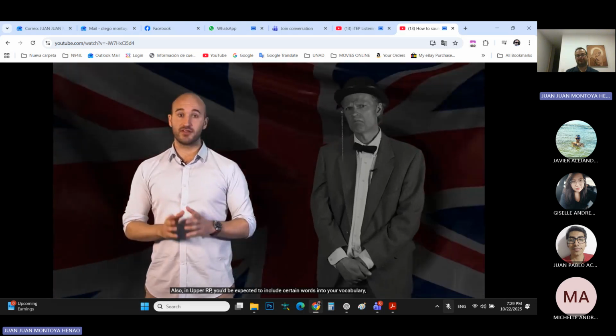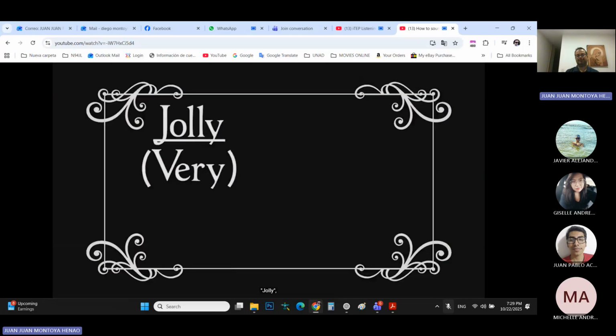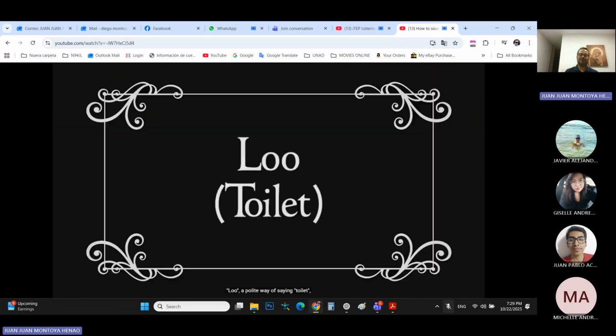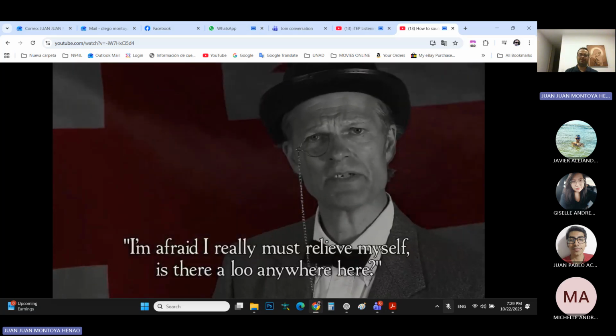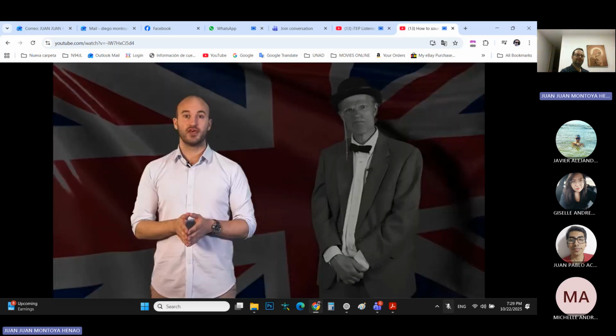Also in upper RP, you'd be expected to include certain words into your vocabulary. For example, these. Jolly, which essentially means very. Chap, which means man. For example, jolly good day, eh, chaps? Loo, a polite way of saying toilet. I'm afraid I really must relieve myself. Is there a loo anywhere here?